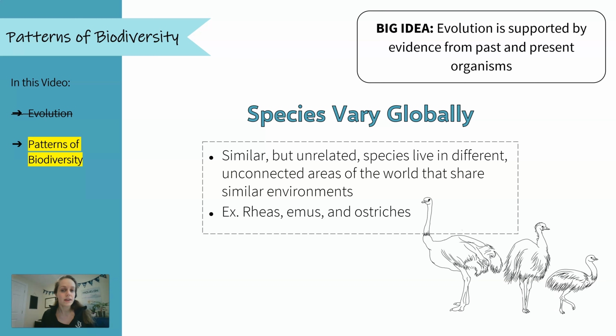But in actuality, they evolved on very separate paths. They don't share a common ancestor until quite far back, and they evolved in this way to fit the similar environments that they live in. So rheas, emus, and ostriches look similar because they're in similar environments, but are not closely related to one another. They evolved on separate paths.